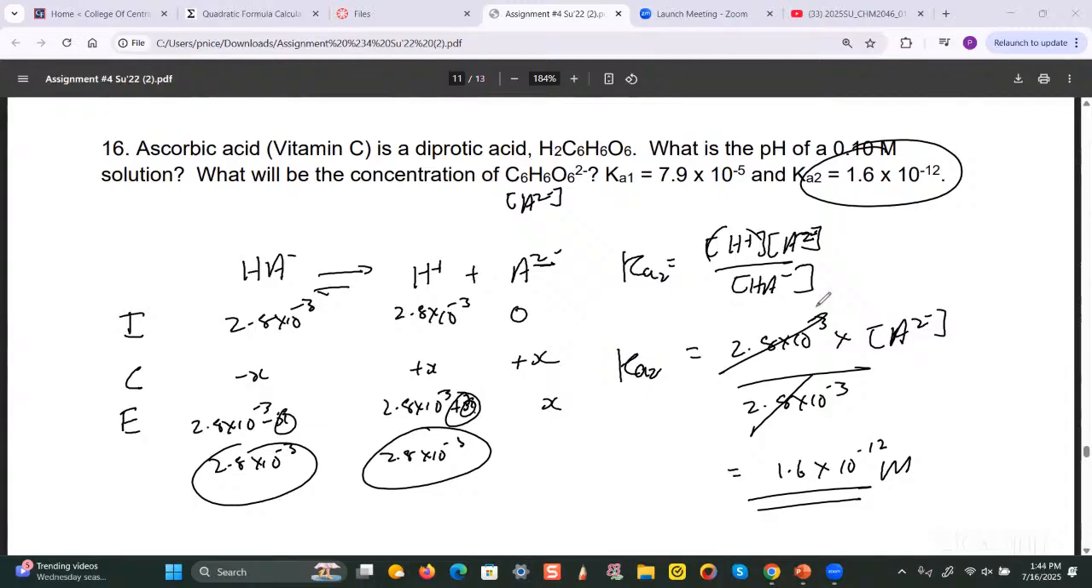On the ice table, did you actually mean to write H2A dissociated to H plus and HA minus, not A minus? Yeah, that's a mistake on my part. I'm sorry.